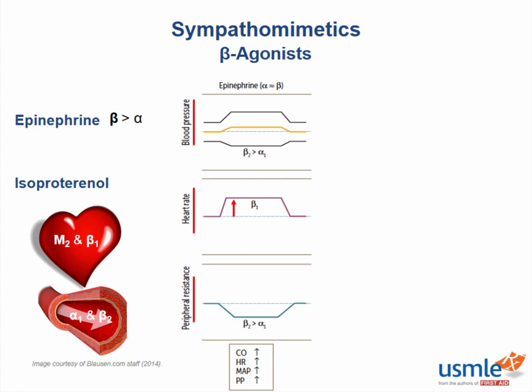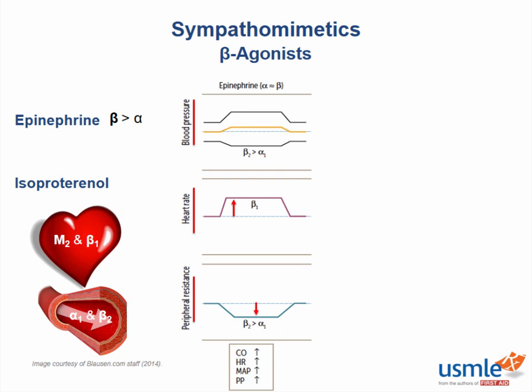We find alpha 1 and beta 2 receptors that actually oppose one another. Stimulation of alpha 1 receptors causes vasoconstriction, while stimulation of beta 2 receptors causes vasodilation. Epinephrine can stimulate both alpha and beta receptors, but as we mentioned, it stimulates beta receptors more, causing vasodilation and an overall drop in peripheral resistance.